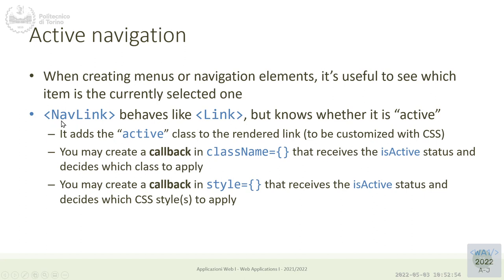So a navigation link is a link that is in a way aware of the current state, the current location. It will use the current location to understand, among all the possible links, if it is the one that is being selected. Okay, and how does it do that? Well, there's one basic behavior. It adds an active class to the rendered link.